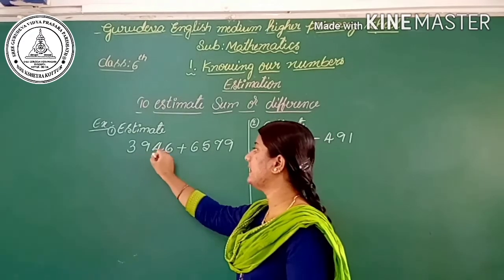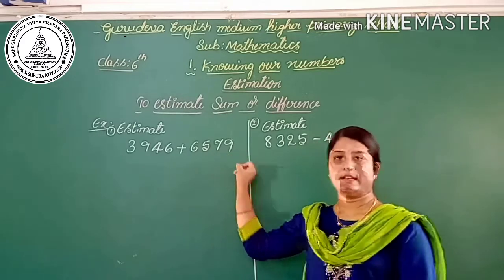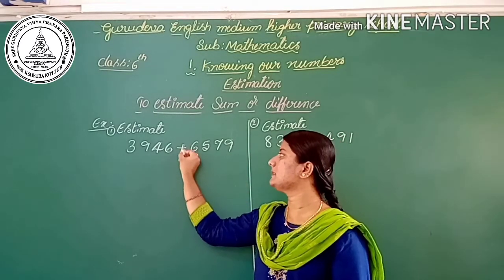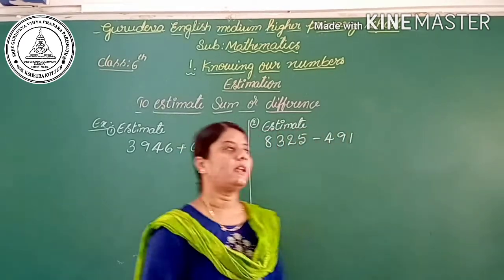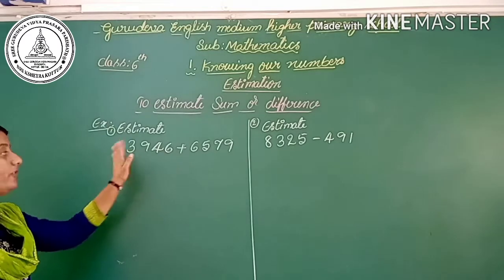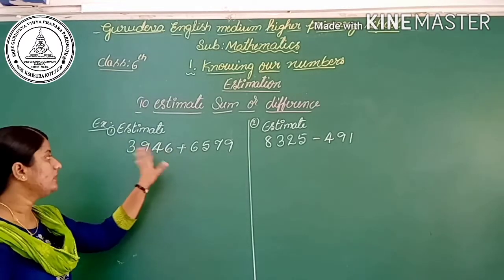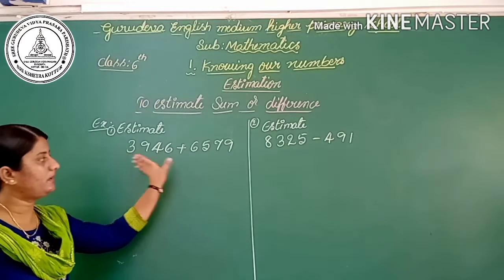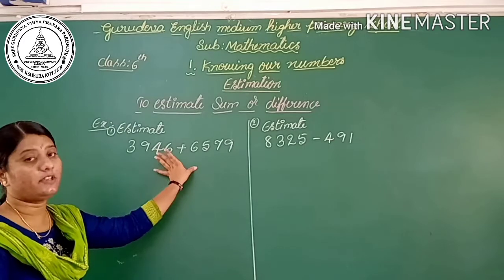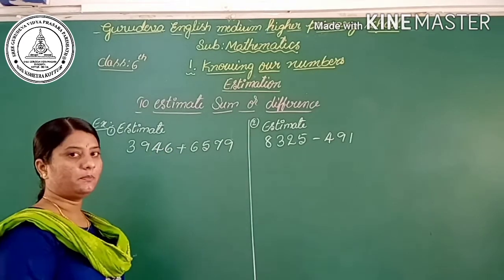Estimate 3946 plus 6579. So here we have to find out the sum. Here this plus indicates addition. Okay, let's round up to the 1000 places. Before going to that, first we have to observe the number of digits in both the numbers. Here it is a 4-digit number, and this is also a 4-digit number. Here the highest place value is 1000, so we have to round up the numbers to the 1000 places.